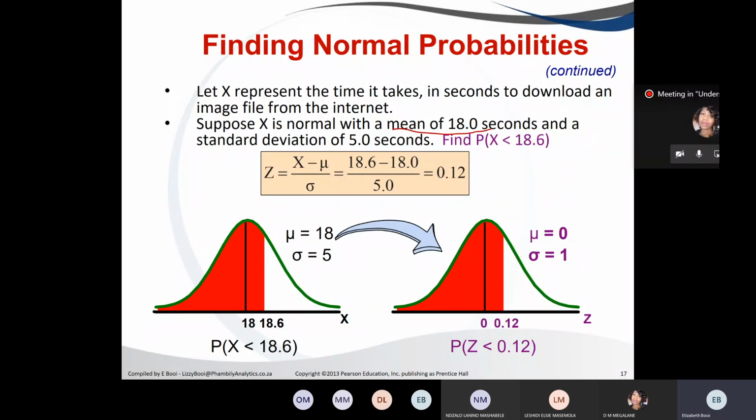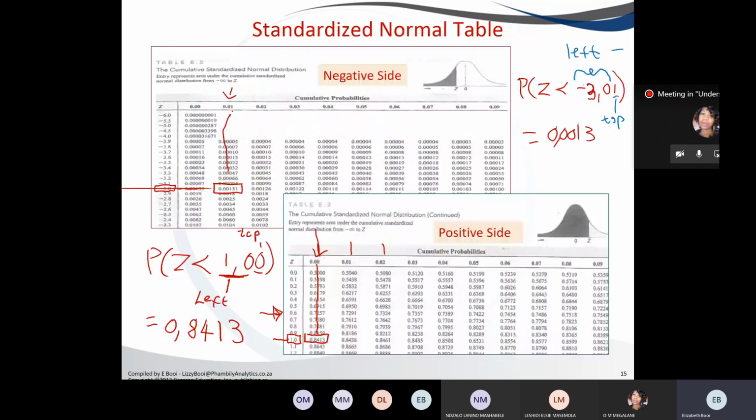So we know that the mean is 18, the standard deviation is 5, and the X value is 18.6. So therefore, we can substitute. X is 18.6 minus 18, which is the mean, divided by the standard deviation of 5. And when we calculate this, we get 0,12. So since we have the Z-score of 0,12, it means we can go to the table and look for this probability. So let's see if our table has 0,12.